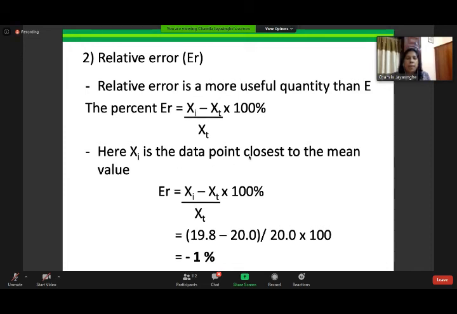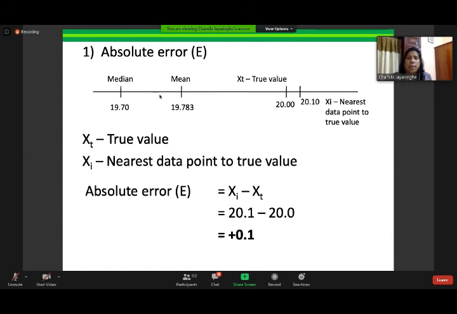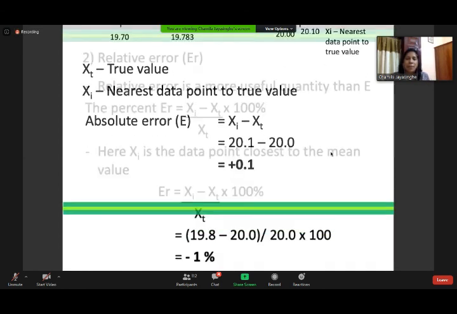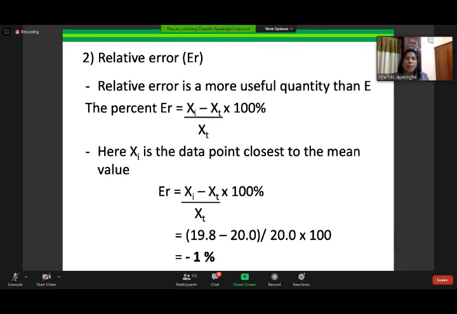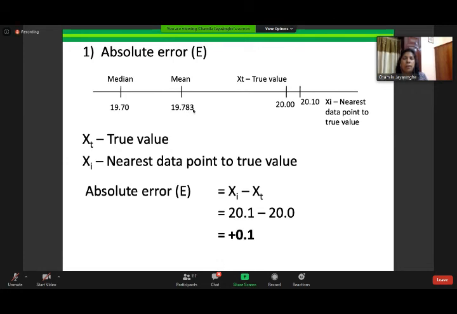Here xi is the data point closest to the mean value. Mean value, right? Here xi is for the mean value. Here it is not the nearest to the true value, right? Write this down: here it is for the mean value. xi is the data point closest to the mean value. If so, the mean value is 19.8. What is the mean value of yours? Mean value is 19.783, right?